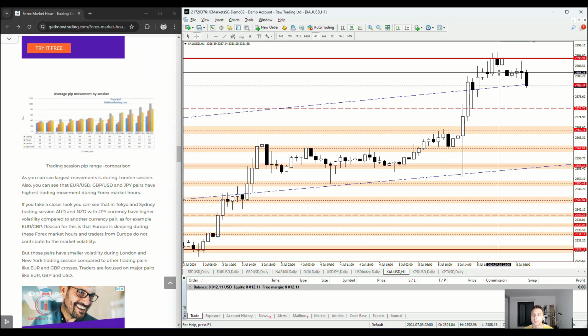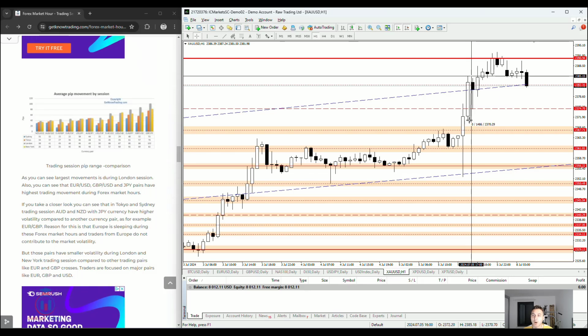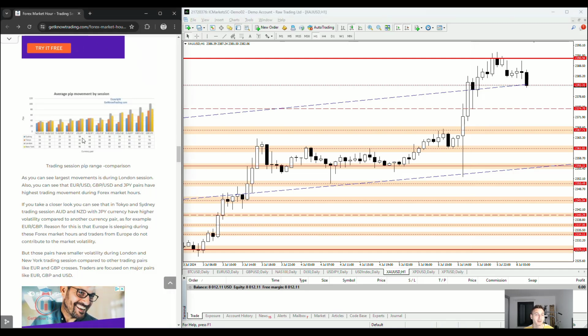This means the pip movement, and that means on average how many pips during that trading session have been recorded, and that means you have much more opportunity to trade during the London and New York session when there is a large pip movement. Depending on the symbol, you can see the difference between them. New Zealand dollar against US dollar has the smallest pip range activity during the trading session compared to GBP against Japanese yen or GBP USD. We can see that here.